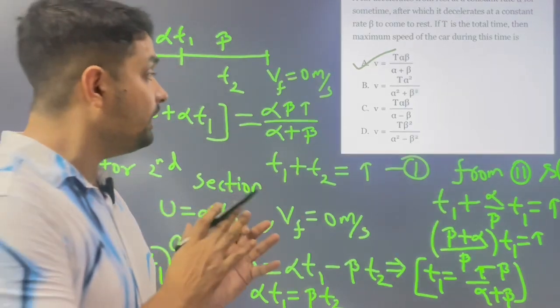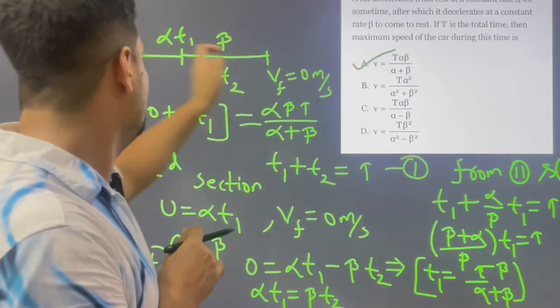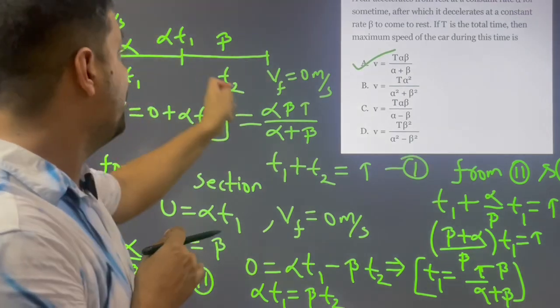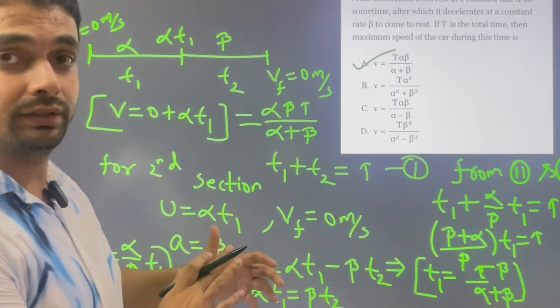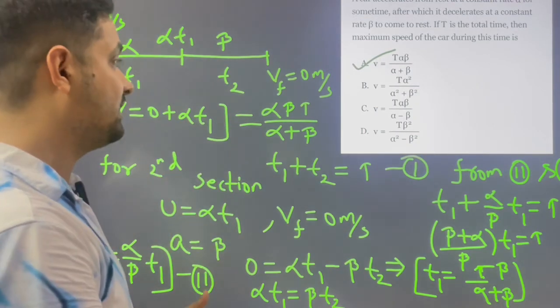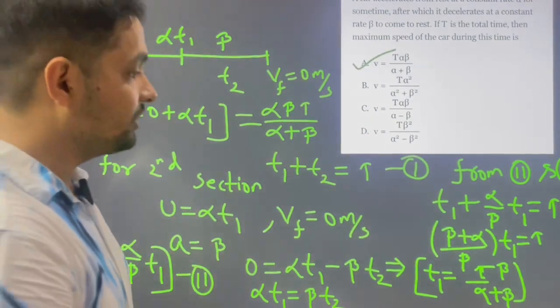So what is important here? You just draw whatever is given in the question, and try to relate unknown terms with known terms. Clear? If you do it step by step, definitely you will get the answer. There is not any problem in that. Okay, now we'll go for the next question.